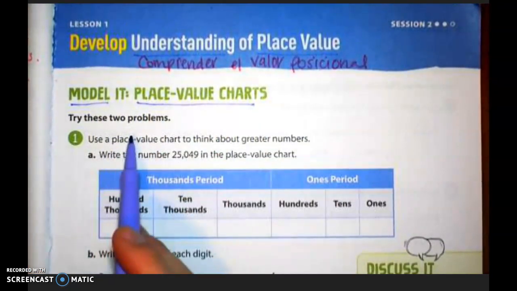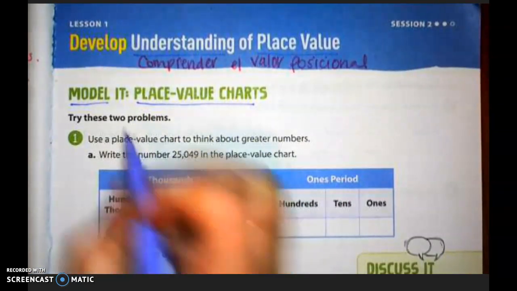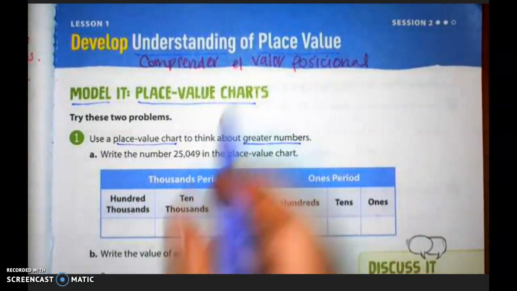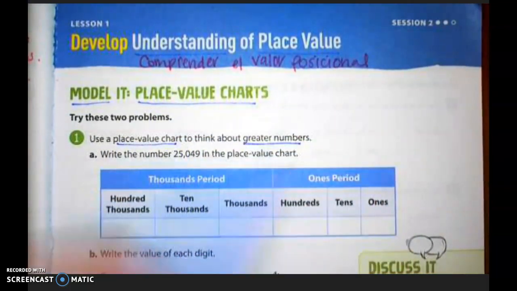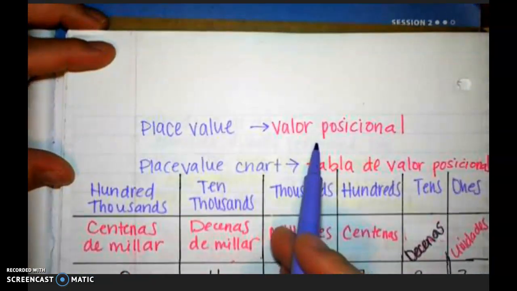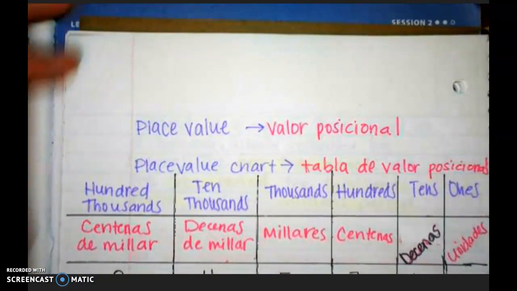So dice, try these two problems. Use a place value chart to think about greater numbers. So we're going to use place value chart to think about greater numbers. Y si dicen, ay, no sé cuál es esta palabra, recuerden, tienen atrás de su libreta, dice place value, valor posicional. Place value chart, tabla de valor posicional. Ustedes tienen todo esto en sus cuadernos, ¿ok?